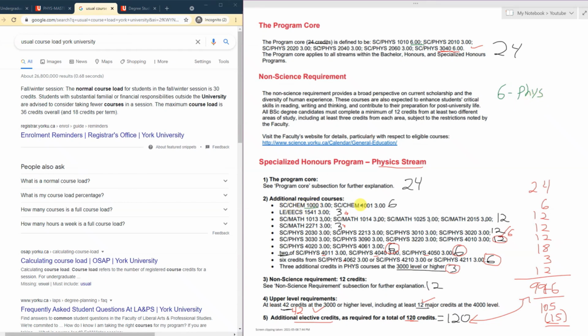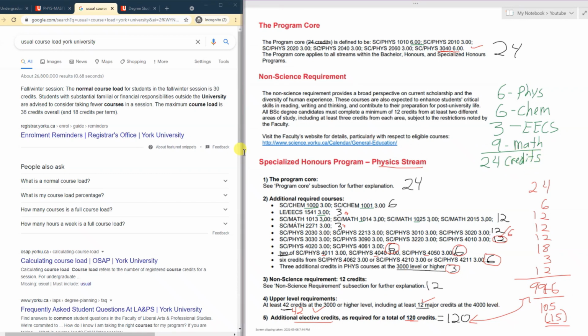There is Chem 1000 and 1001. So there's 6 more credits for Chem in the first year. There's 3 credits for this EECS, which again, we'll see what that means later. Computer science related. Math, there's 1000, 2 and 3, so there's 9 math credits here. So 6 plus 6 is 12, plus 3 is 15, plus 9. So there's 24 credits already here just for the first year.